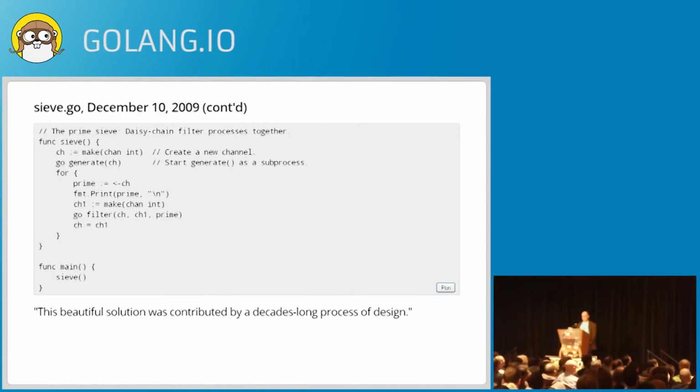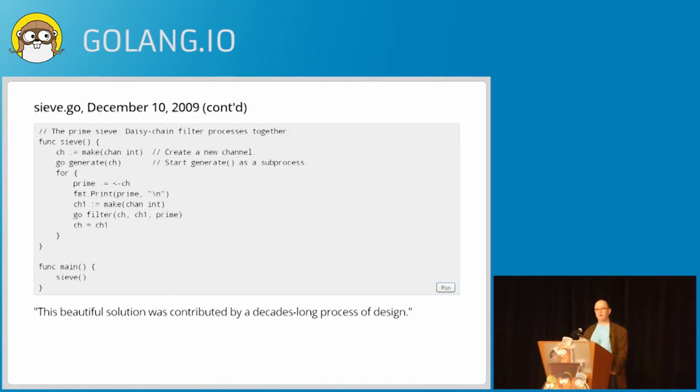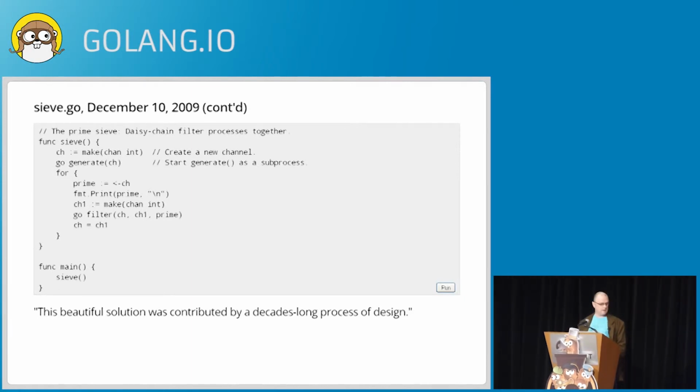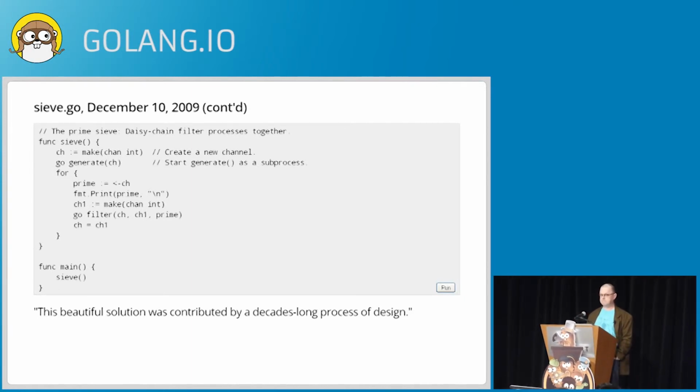The piece that's important here is that the historical refinement of languages, through thinking about the ideas that are there, is again this process of history and decision process and time to get us to here. So this beautiful solution was contributed by a decades-long process of design.